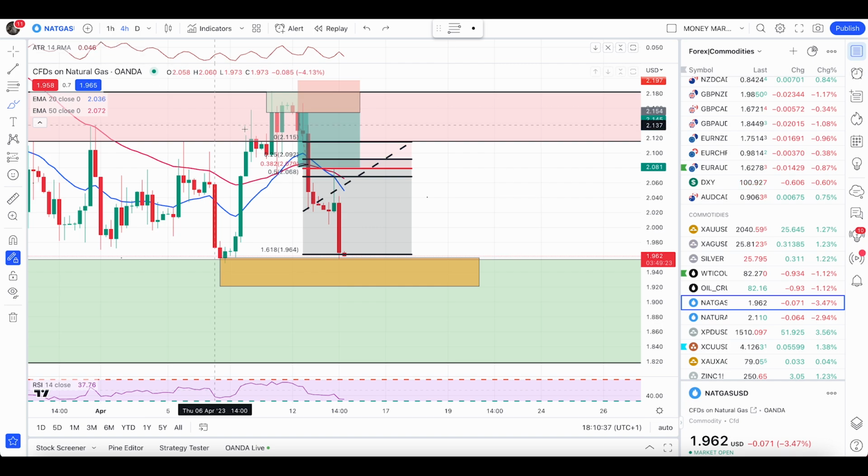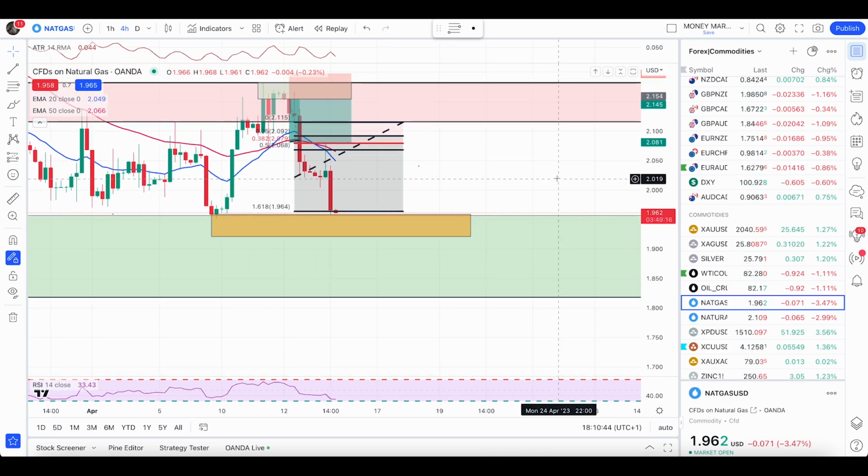ATR is an indicator right here. Once you have an entry condition, all you need to do, hover over the candle and see the ATR, and then set your target according to the ATR. Now this is one of the conditions.